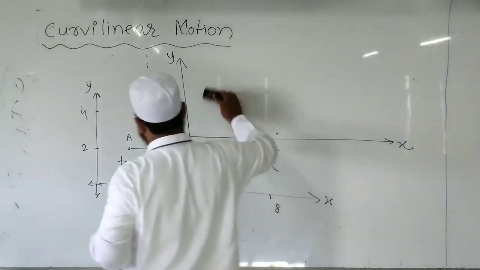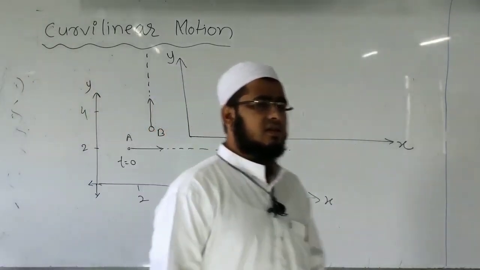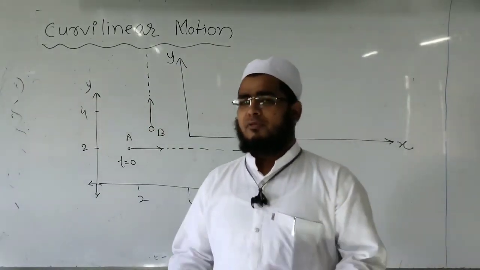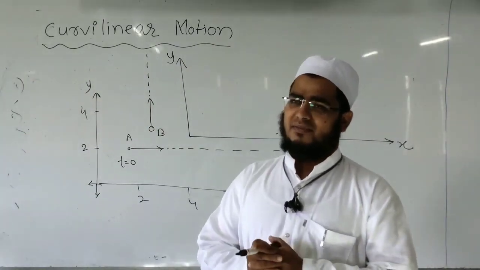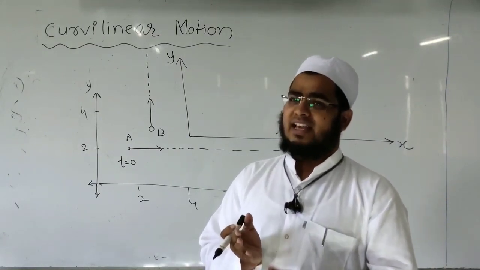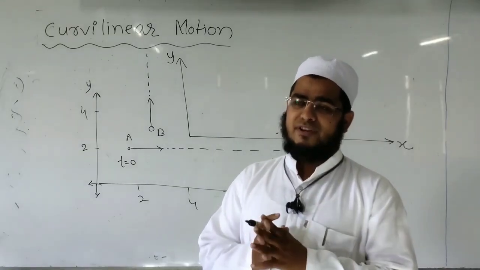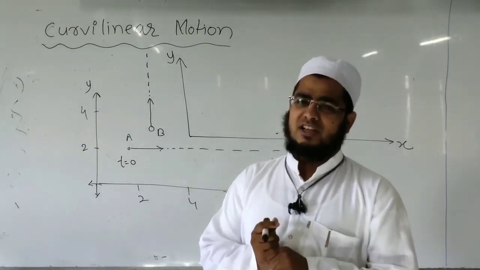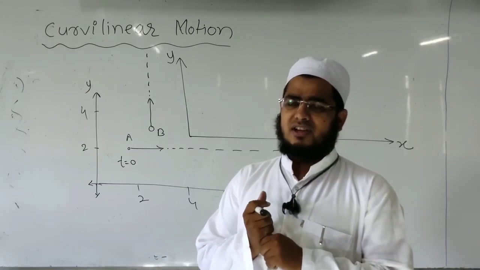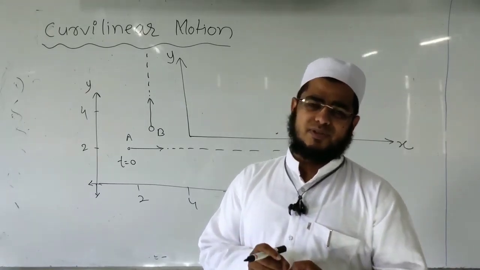So in curvilinear motion, as it has variables in two directions, we have to consider the velocity in two directions, acceleration in two directions, and displacement, if the direction is decided accordingly with reference to the axis, we have to calculate the displacement of the object.